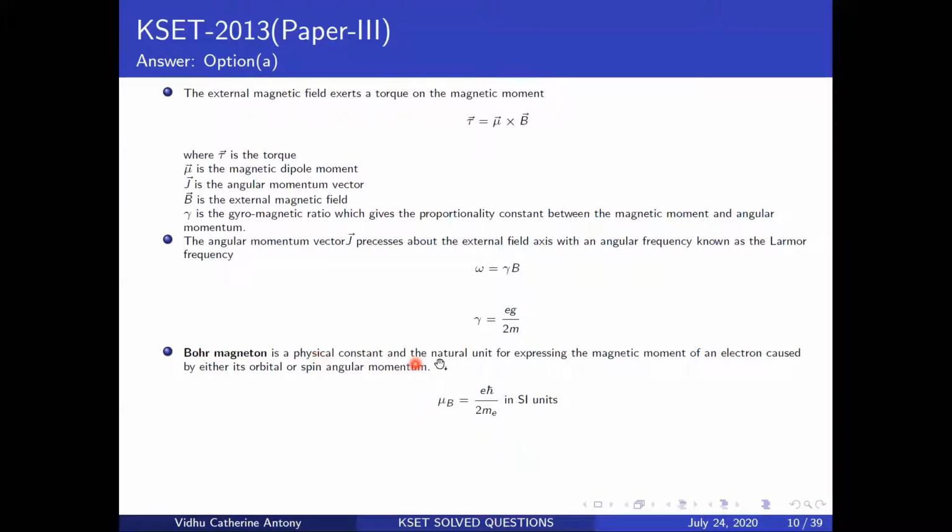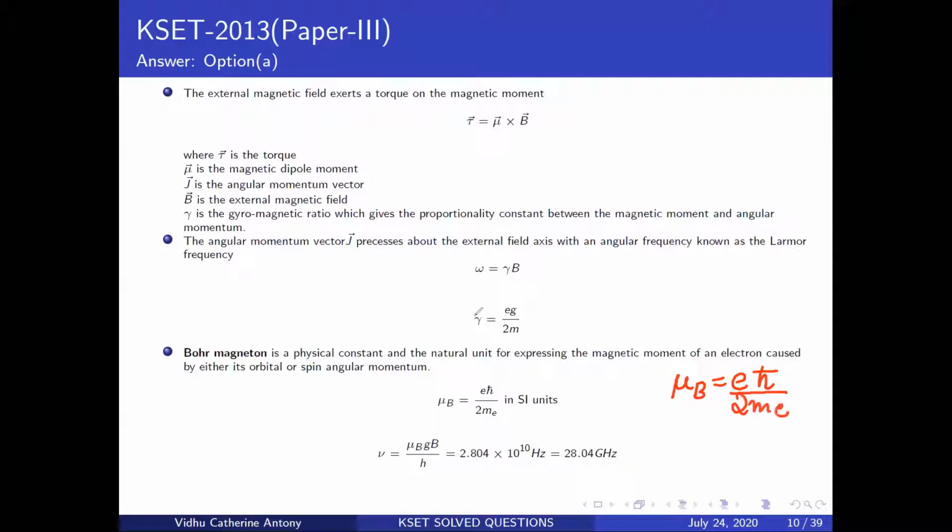Okay, so the Bohr magneton is the physical constant and the natural unit for representing your magnetic moment of an electron, caused either by its orbital or spin angular momentum. So here you have mu B, which is equal to e h cross divided by 2me in your SI units. Okay, so now let's do the calculation for that. You have mu B is equal to e h cross divided by 2me.